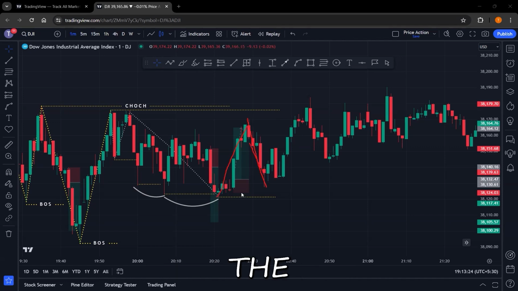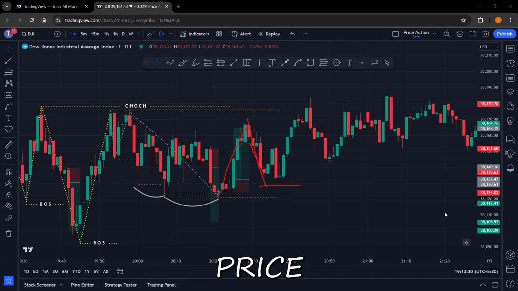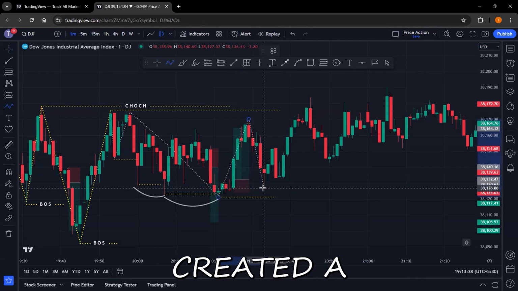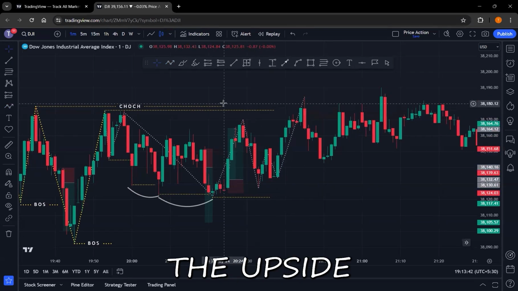What we can see is that the price is actually still in the bearish direction, and we are not able to take it towards the upside. So from here, what happened in the market? Price started moving towards the upside. Price created a higher low, a higher high, again a higher low and a higher high, and then started moving towards the upside, giving us a choch.